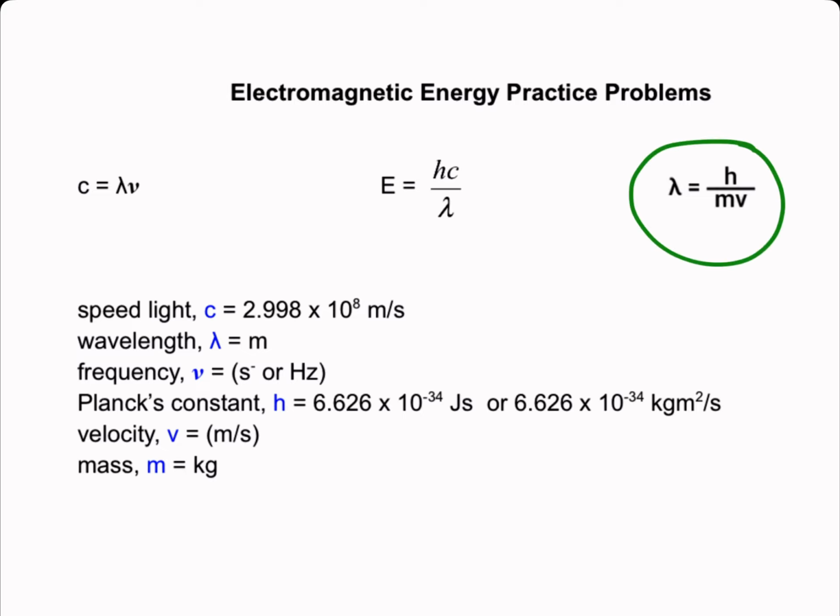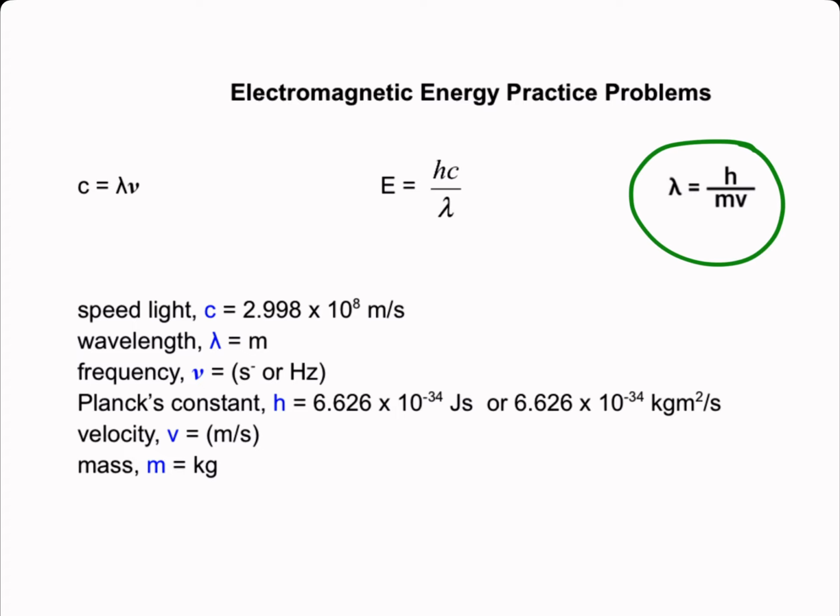This third formula is lambda equals h over m times v, and v here is the English letter v. m is mass, and up to this point we're usually dealing with mass in grams, but to use this formula, mass has to be in kilograms. v is velocity, meters per second, and h is Planck's constant.